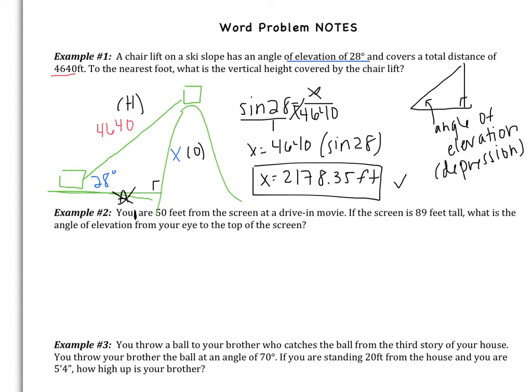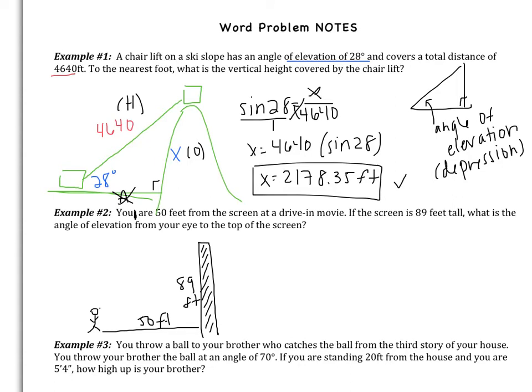I can't draw cars very well, so I'm just going to draw us. So there's me. And then it says you're 50 feet from the screen. So I'm going to need the screen. So here's the screen. I don't know what I'm watching. I'm 50 feet from that screen. The screen is 89 feet tall. What is the angle of elevation from your eye to the top of the screen?